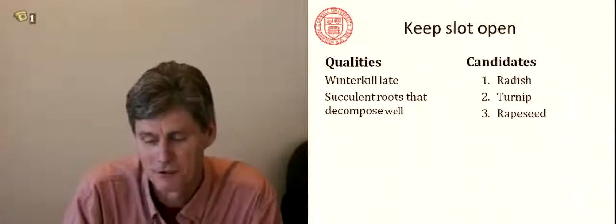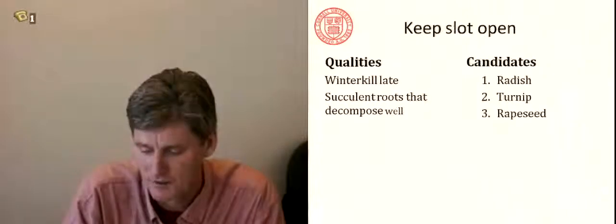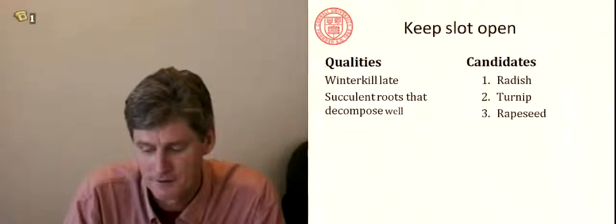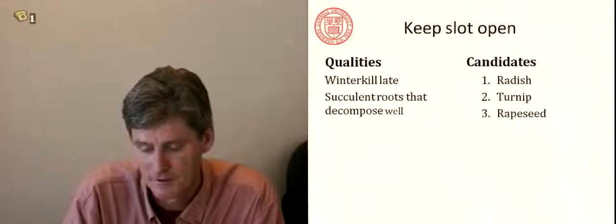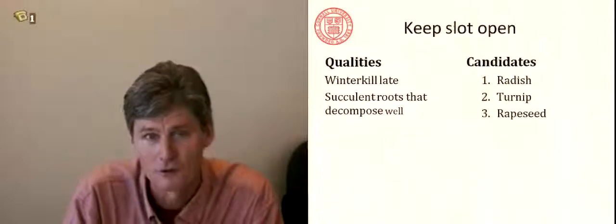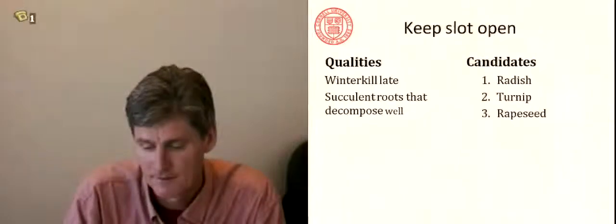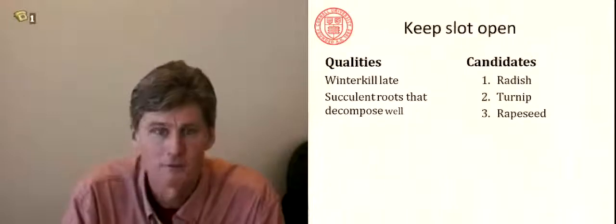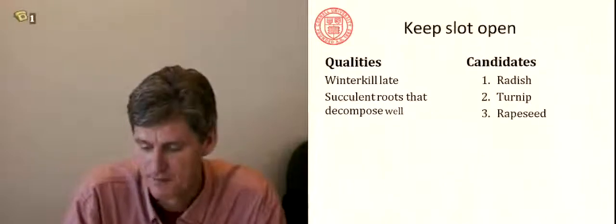But it may not be holding the shallow part of the slot as well as some of the others. And so I've put turnip and rapeseed in here. They're really fairly comparable, relatively inexpensive if you go to a supplier of forage seed. And they're going to winter kill about this time of year. In fact, today was probably pretty hard on them.